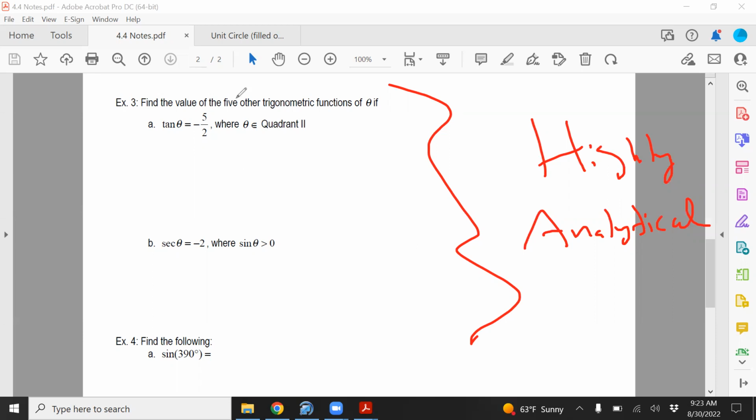So you're told to find the 5 other trig functions. You already have tan, right? So you need sine, you need cosine, you also need cosecant, and you need secant.